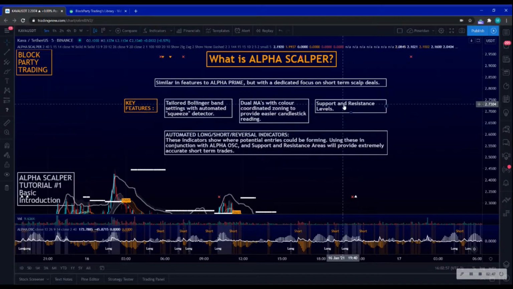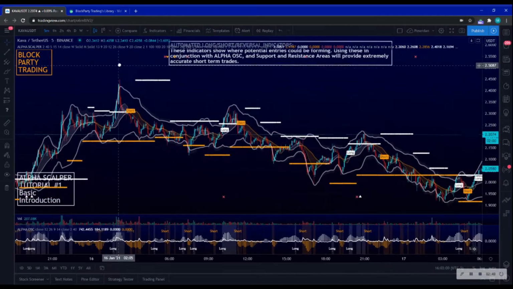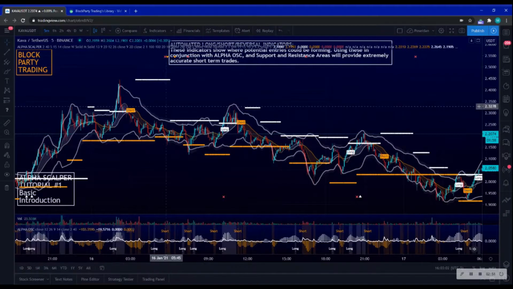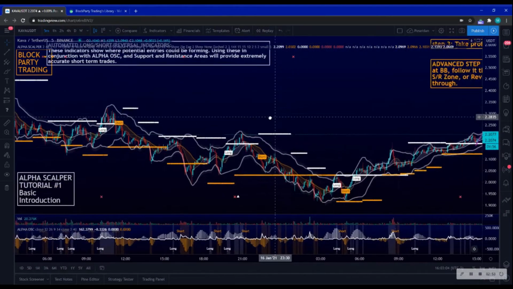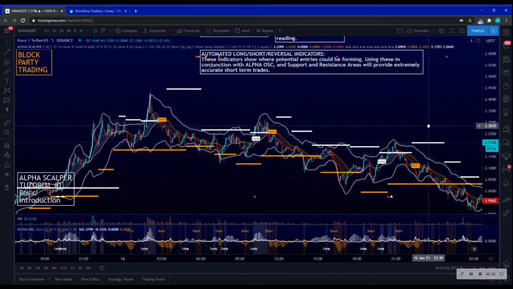And then, of course, our support and resistance levels. Now, this is very similar to Alpha Prime. You'll notice it's almost the exact same layout, and they are, of course, just as useful as they are in Alpha Prime.